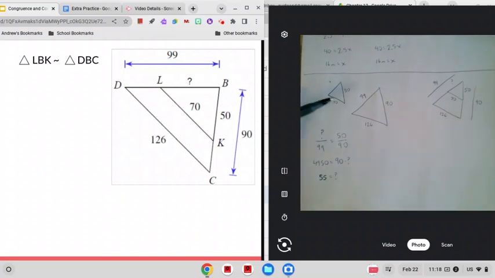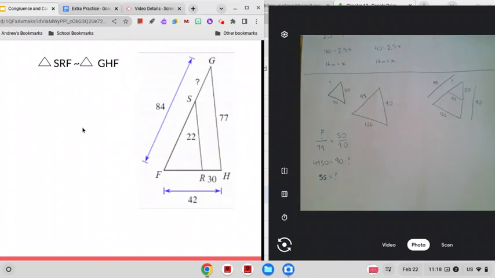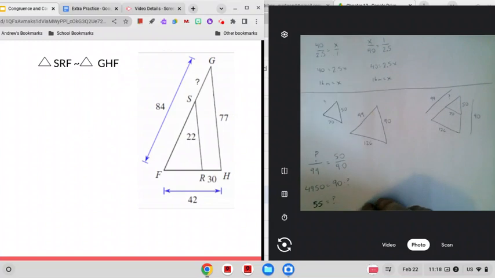All right, I found the answer. It's 55, which feels right. This side, 99, is bigger than 90. So this side should be bigger than 50. It is. This side is the biggest, 126. 70 is bigger than 55. Yep. So that seems to fit. I'm going to give one more a try. So again, pause it. Try this one on your own.